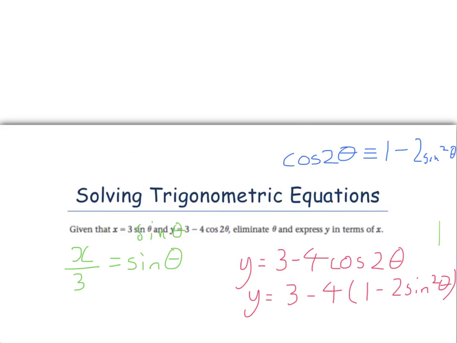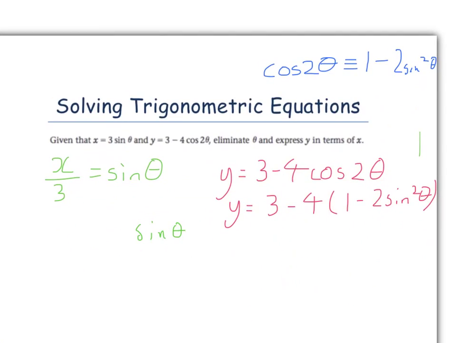Now, we've got sine squared theta here, and we have sine theta. So it probably means we're going along the right line to eliminate the thetas. If we first expand the bracket, we're going to have y equals 3, minus 4 times 1 is minus 4, and minus 4 times minus 2 is 8. So we're going to have 8 sine squared theta. And if we just tidy that up, 3 minus 4 is minus 1, plus 8 sine squared theta.